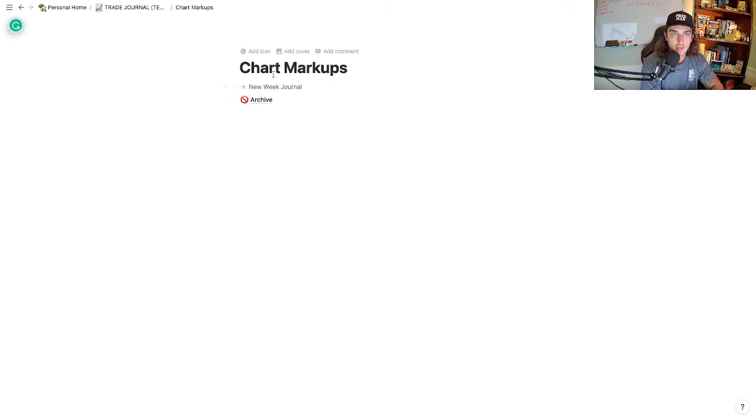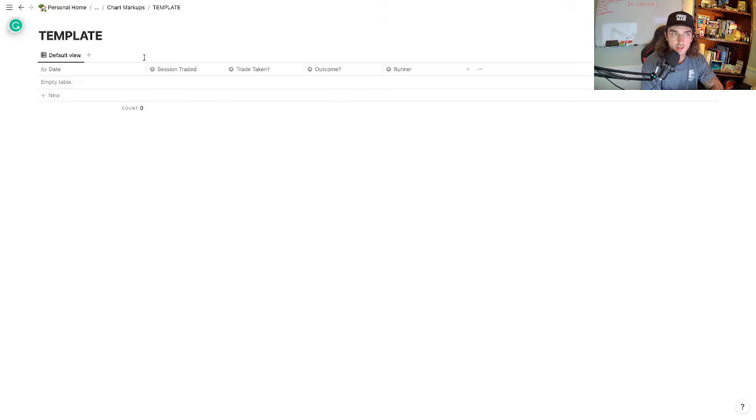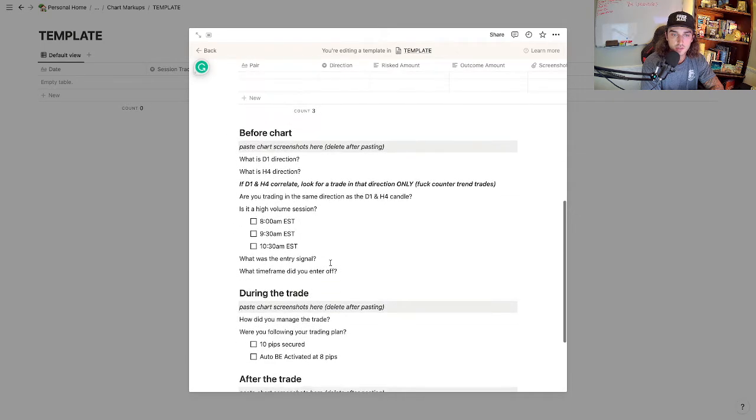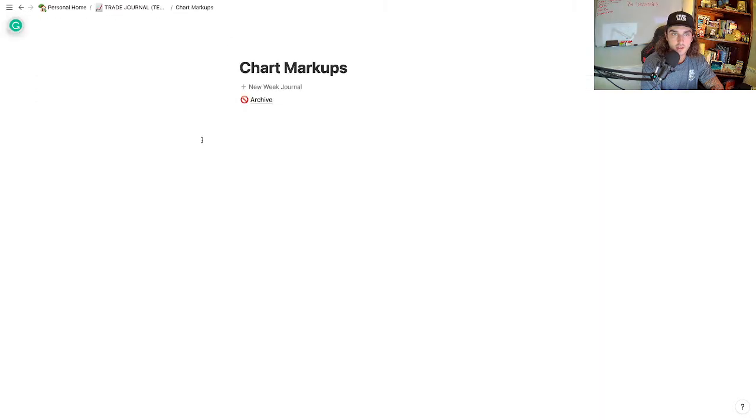This is where you have all of your chart markups. So pretty much what you'll want to do here is click New Week Journal. By the way, if you want to edit the weekly templates, you can click on this configure template, and then click on template here, and any edits that you make here, you can add sections, you can adjust the actual template just by going to edit, and then you can change any of this information. So every time you click on new week, everything is going to be representing what you want to see. So edit that if you wish, or if you just want to use it how I have it set up, then feel free.